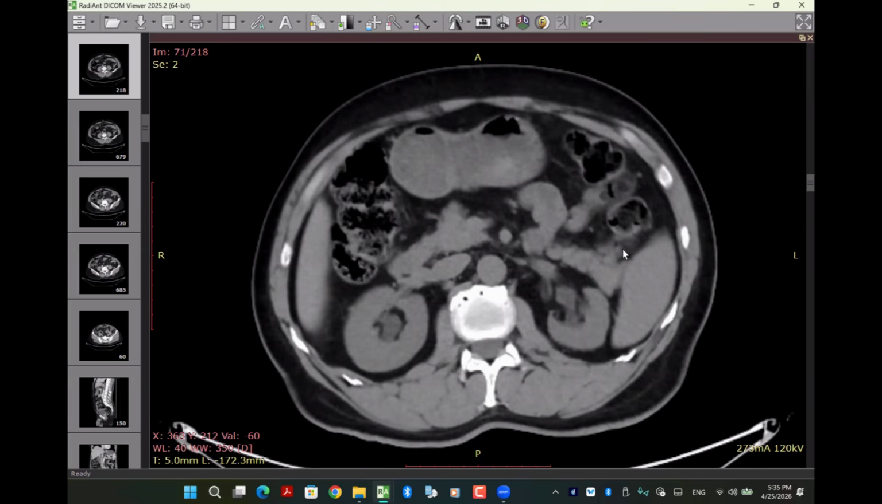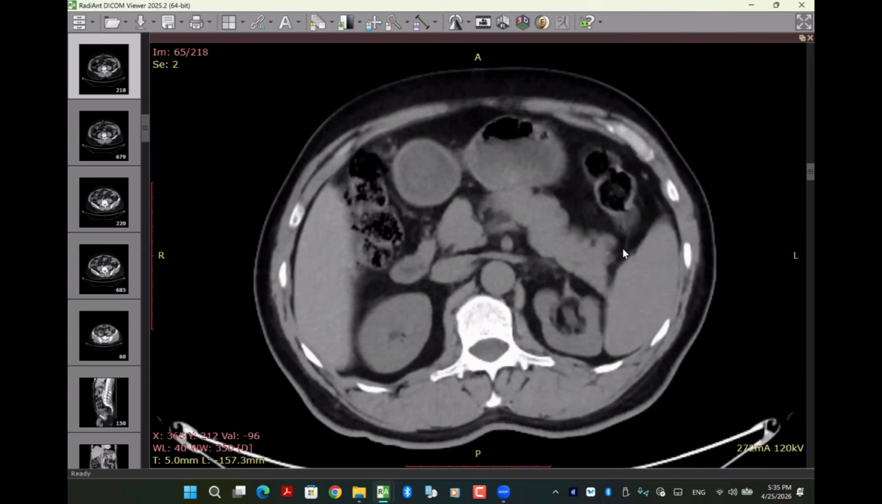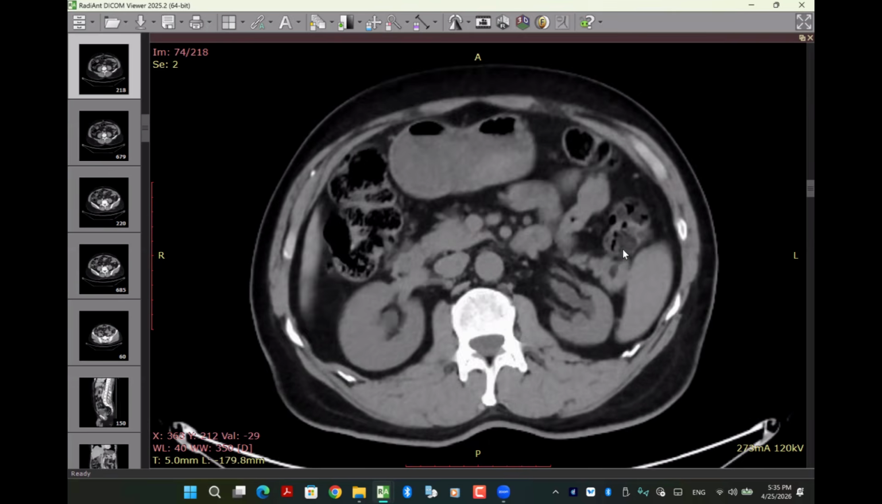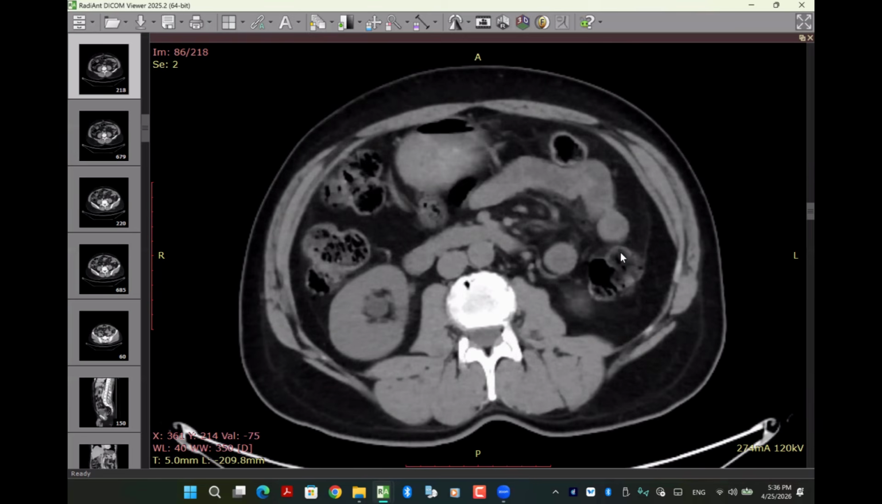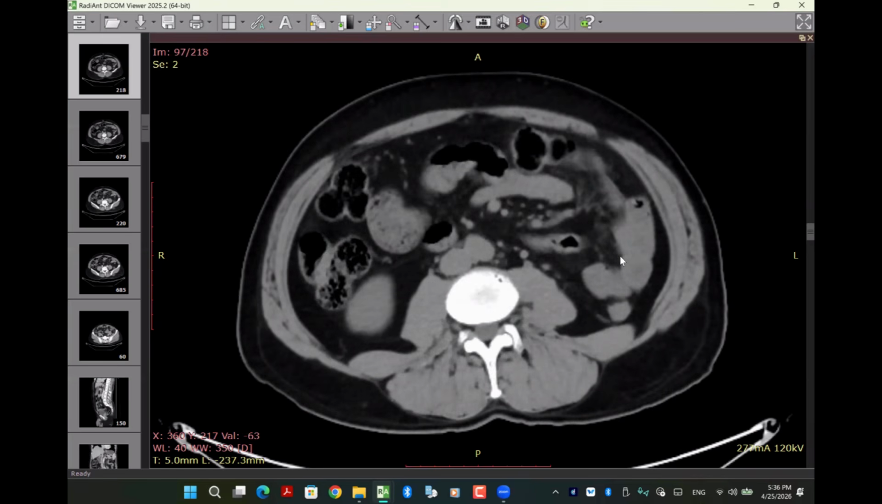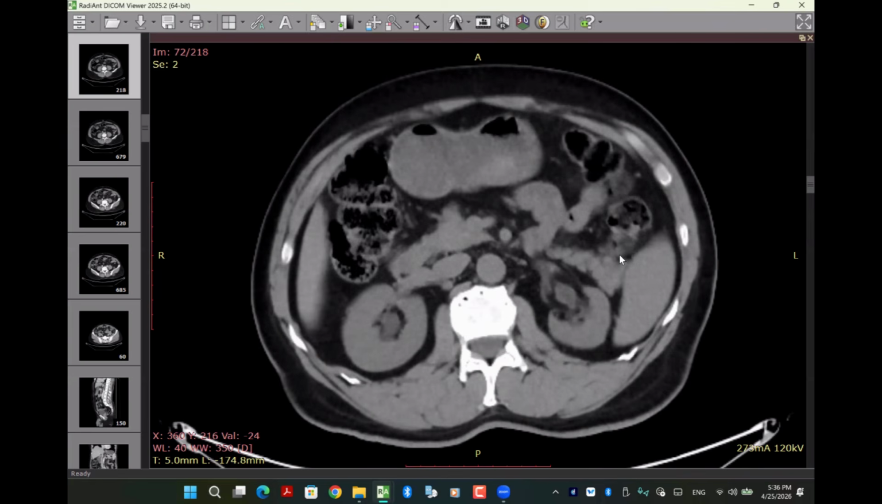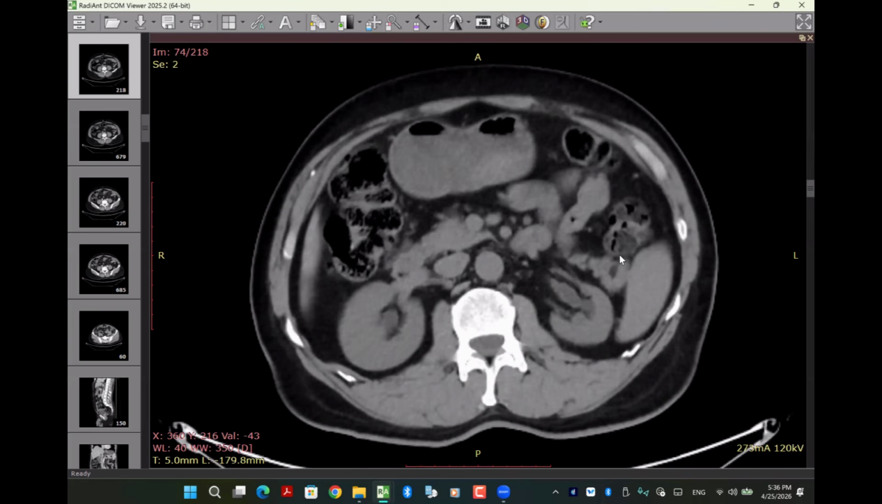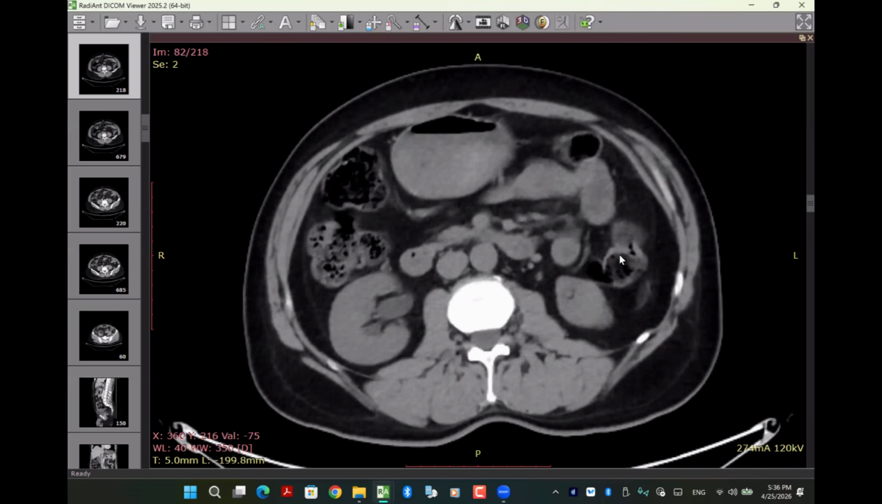The left kidney is small and scarred. There is suspicion of a small mass lesion in the lower pole of the left kidney. But this is a non-contrast study, so what will you recommend? I will want to comment on the post-contrast scan. I want to see the post-contrast study to comment on it.